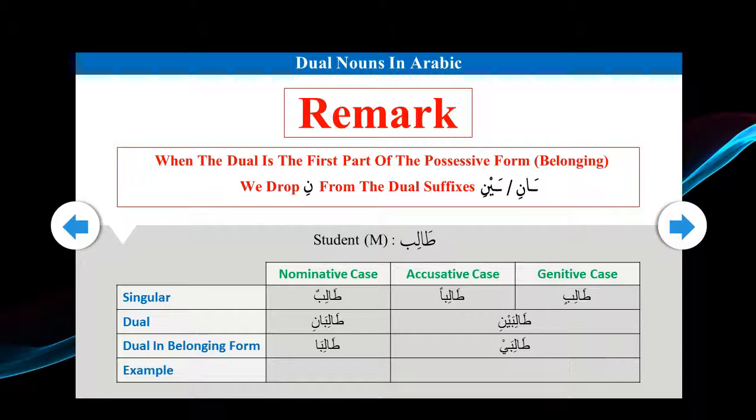Let's see this in an example. طالبا العلوم, the two students of sciences, thus in the nominative case, and طالبي العلوم in the accusative and genitive cases.